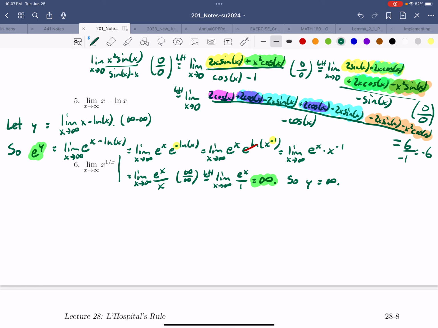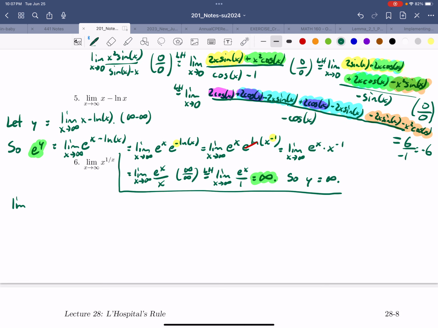Whew. A couple of tough problems here. All right, now last but not least, let's look at number 6. This one is also a little challenging, but maybe a bit more familiar. Limit as x approaches infinity of x to the 1 over x. We're going to let y equal it. So ln of y equals, I'm just going to stick it inside the limit, the limit as x approaches infinity of ln of x to the 1 over x. And then this equals the limit as x approaches infinity of 1 over x times ln of x.